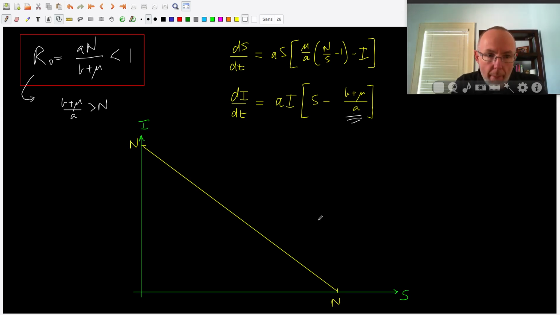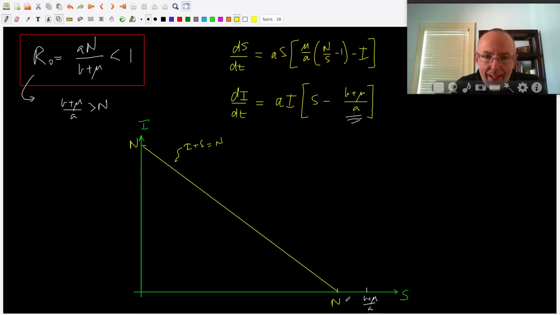then when I draw the diagram, (b plus mu) over a is going to be out here. So it's going to be outside the region, right? It's outside the region where I plus S equals N. Our initial conditions have to be on this line, and we have to end up with a trajectory that happens inside this triangle down here. So we're never going to reach this fixed point.